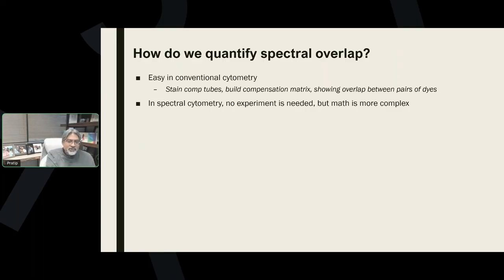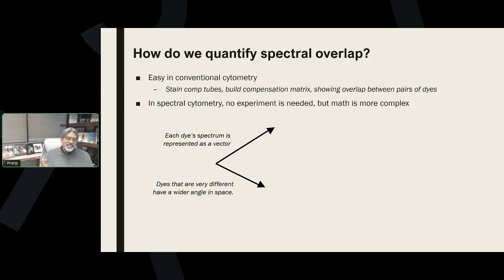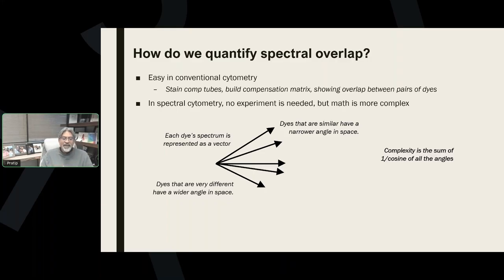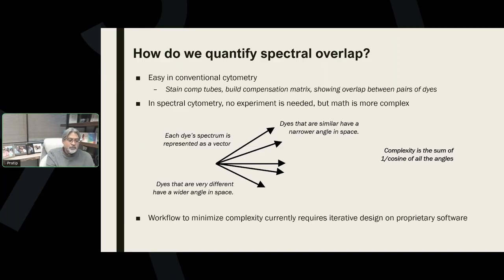And so how is it calculated on the Bigfoot? Well, each dye's spectrum is essentially represented as a vector, and the dyes that are very different have a wider angle in space when they're arrayed out. Dyes that are similar have a narrower angle. And so the complexity of the panel is the sum of these different angles, 1 over the cosine of all these angles. When I see something like a cosine or a sine, I lose my mind. So I started to think about how to do this in a hopefully more simple way.